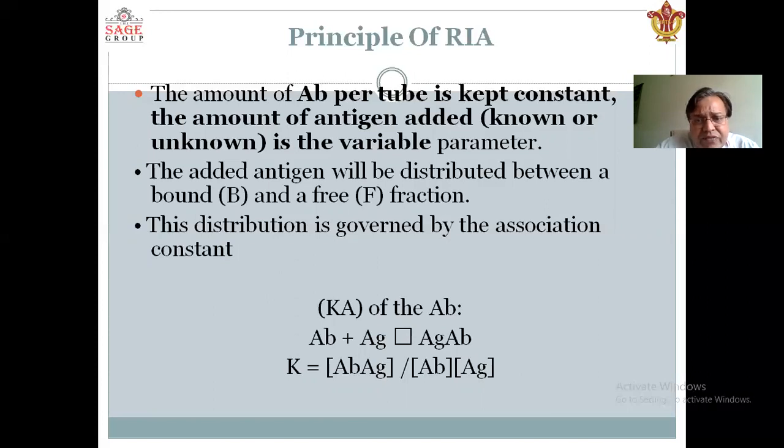The added antigen will be distributed between a bound fraction B and a free fraction F. The distribution is governed by the association constant Ka, the association constant of the antibody. This equation is given here: Ab plus Ag combine to give the antigen antibody complex, and the association constant is Ka equal to Ab-Ag divided by Ab and Ag.